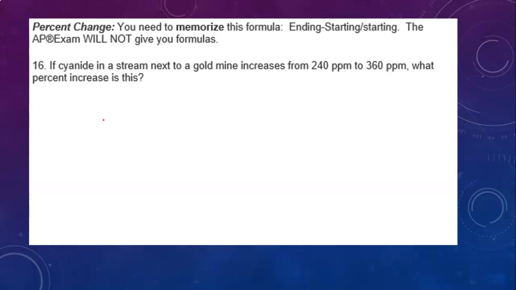And so for this question, we're going to do 360 minus 240, and we're going to divide that by 240. Oh, look, I'm getting better at this. All right. And so you end up with 120 divided by 240. So that is equal to 1/2, or 50%. Okay.